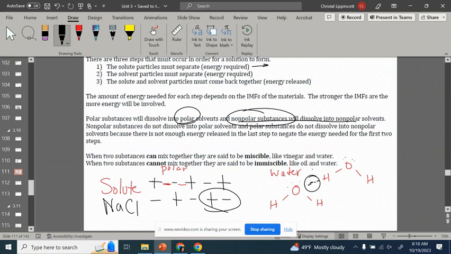You can also end up with a situation where all the water has been used up, and you've got extra solute. And that's where it's going to settle to the bottom. It can't mix in. It doesn't have any more water to be able to surround any more ions. And that situation is called saturated.